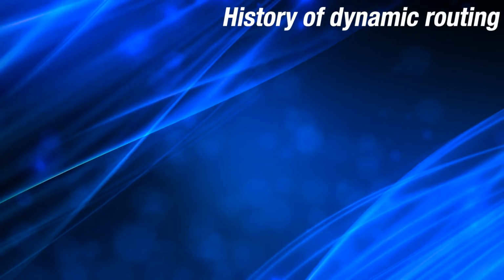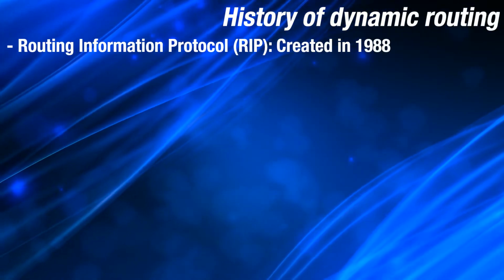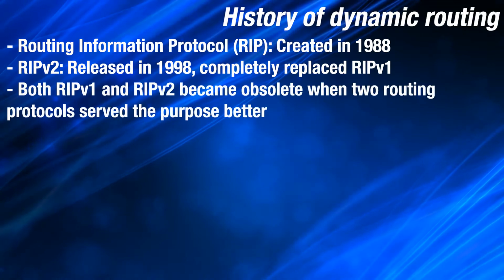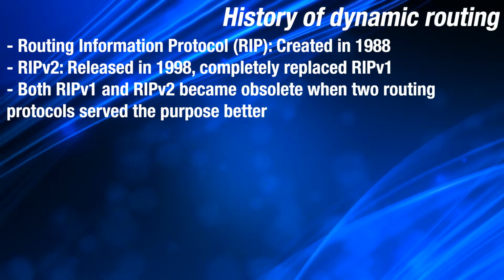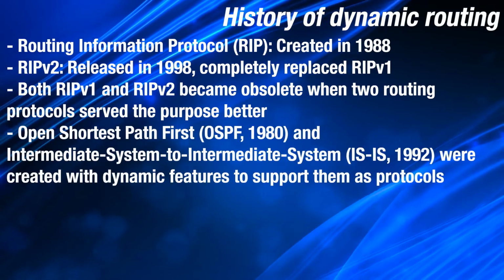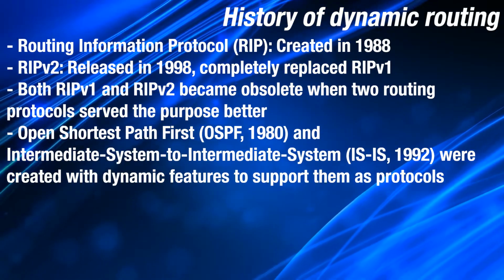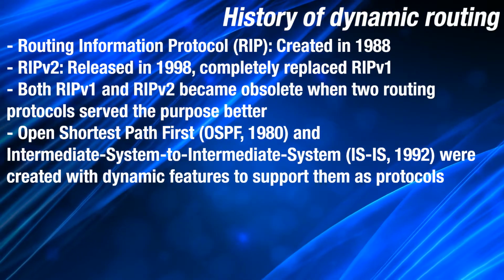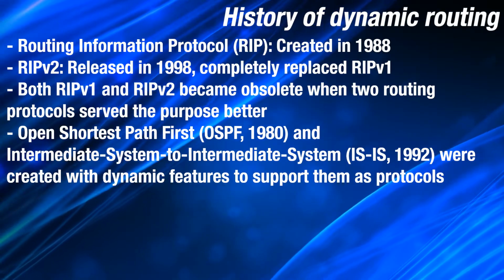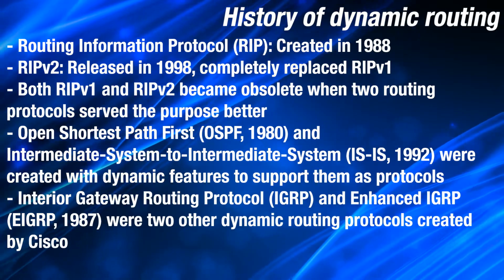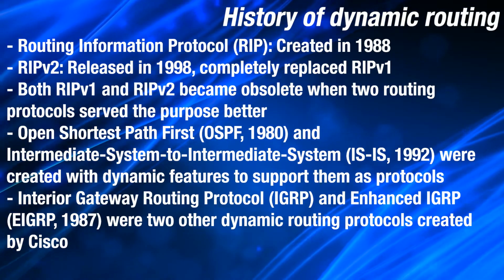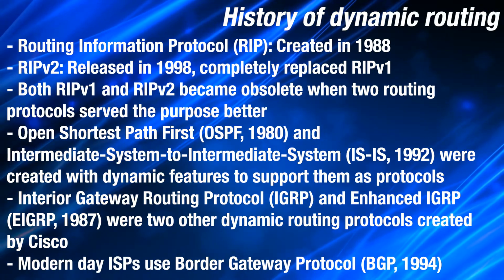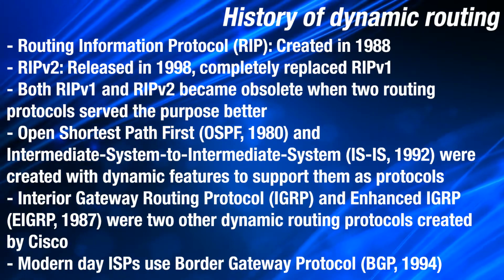In the beginning, we had Routing Information Protocol, or RIP. RIP version 1 was released in 1988 and became obsolete when RIP version 2 came out. It is rarely implemented in networks. With the need for better dynamic routing protocols, Open Shortest Path First, or OSPF, and Intermediate System to Intermediate System, or IS-IS, were created. Cisco created two other dynamic routing protocols called Interior Gateway Routing Protocol, IGRP, and Enhanced IGRP, or EIGRP. Modern-day ISPs use a protocol called Border Gateway Protocol, or BGP.